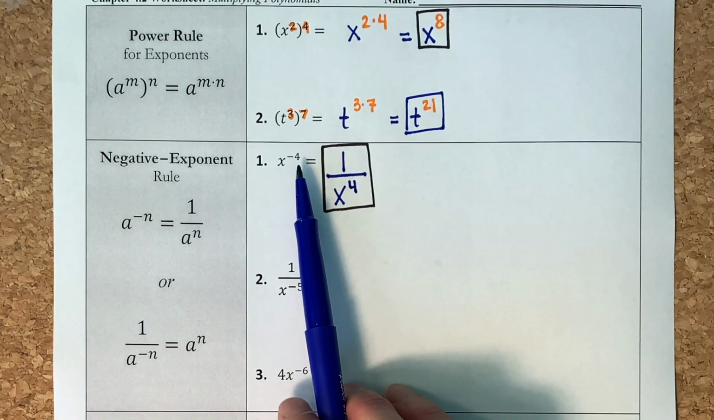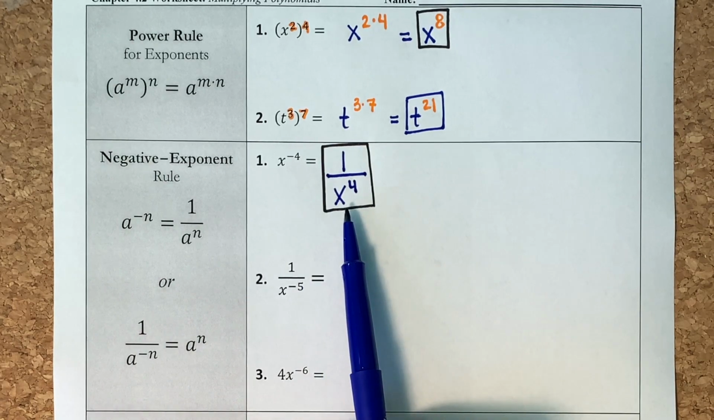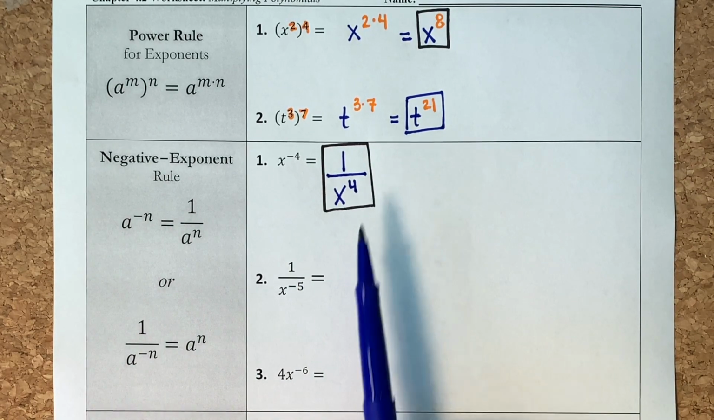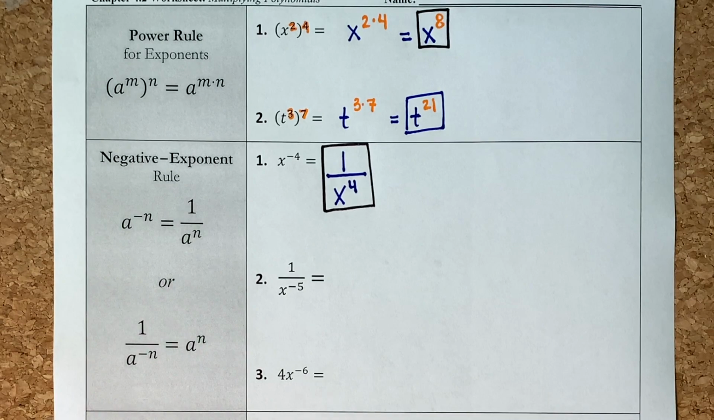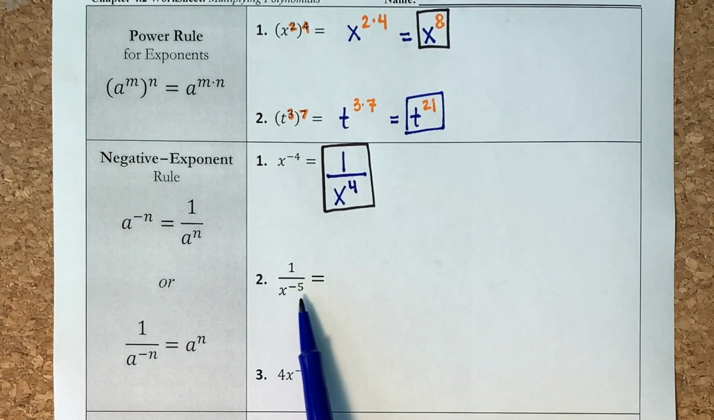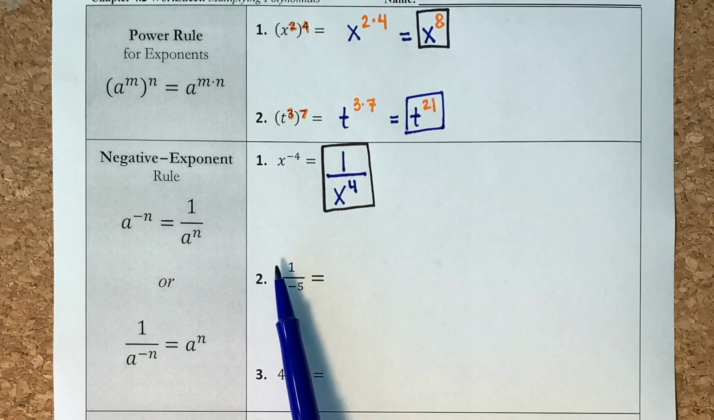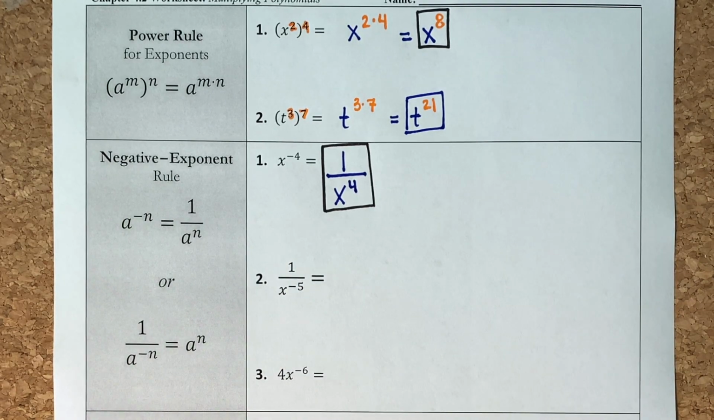Now, if your negative exponent is in the numerator, you just bring it to the denominator and your exponent becomes positive. It works in the reverse direction as well. If your negative exponent is in the denominator, you can just pick it up and move it to the numerator, and then your exponent will become positive.